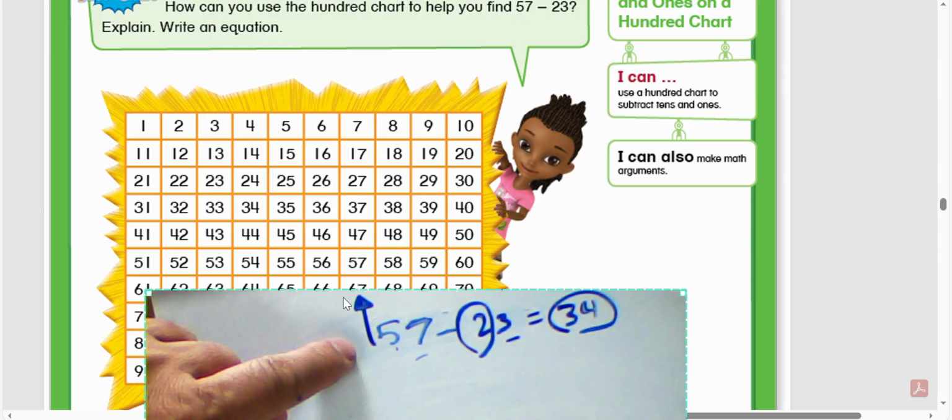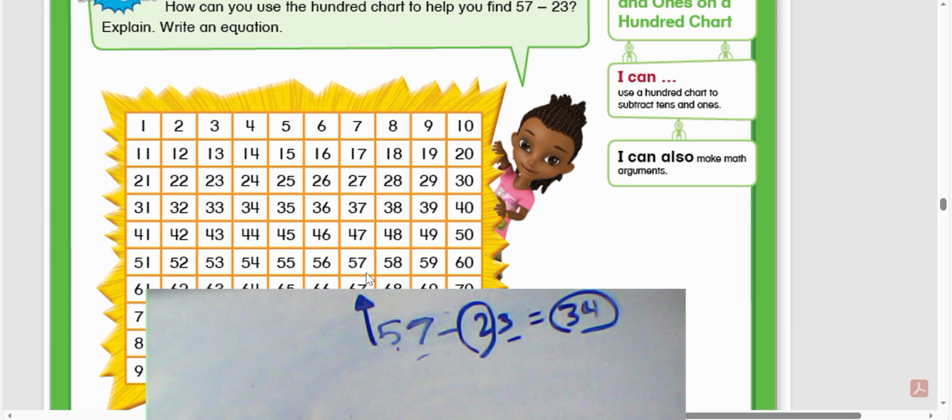Okay, start with me here. About 57, go back 1, 2. And then go left hand side by 3: 1, 2, 3. Then you can find the answer from the 100 chart. It's easy. 57 subtract by 23. We can go up here 2 steps and go left hand side 3 steps: 1, 2, 3 to go to 34.